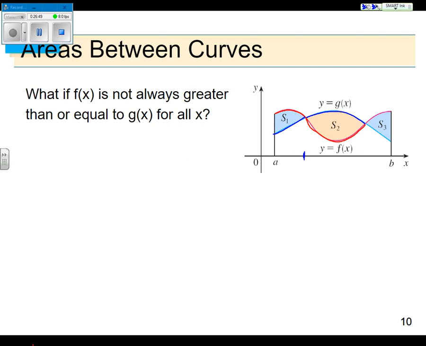So in order to remedy this, I'm going to have to find this area with my red curve on top of my blue curve, red minus blue, and then find this area, where I'm going to have to do blue minus red, and then I'm going to have a cutoff point here. I'm going to have to do this third area, this third section, and go back and do red minus blue on that one.